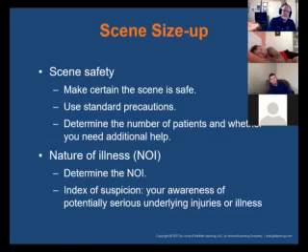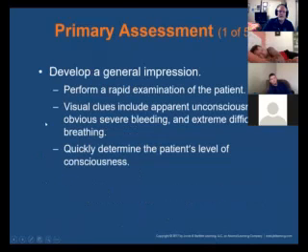Index of suspicion: if your patient has their fist clutched to their chest like this, and they're having shortness of breath, and they're pale, and they're sweaty, that gives rise to your index of suspicion that your patient might be having cardiac chest pain. So that is the body system that's involved. That's an example of nature of illness.